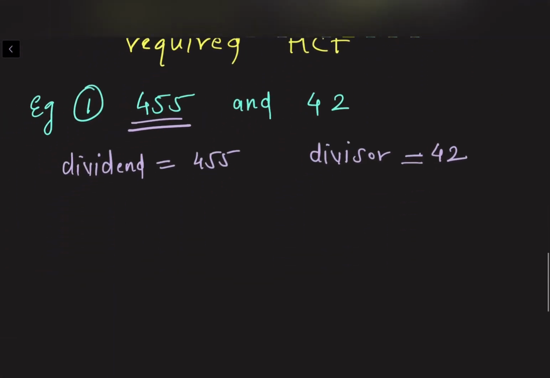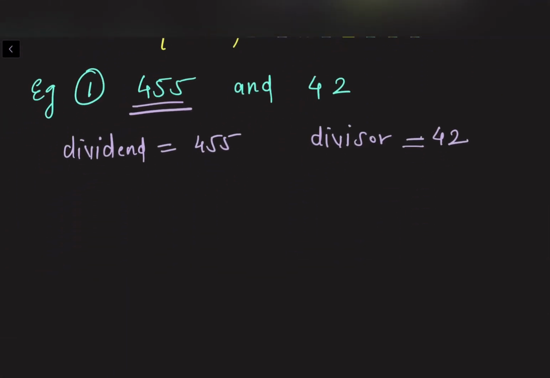How to find the quotient and the remainder? Use your division, right? Normal division, which is your Euclid's division lemma. Okay, so Euclid's division lemma is nothing but a normal division. It's a basic division which you have learned in your earlier classes. Okay, so let us do that.